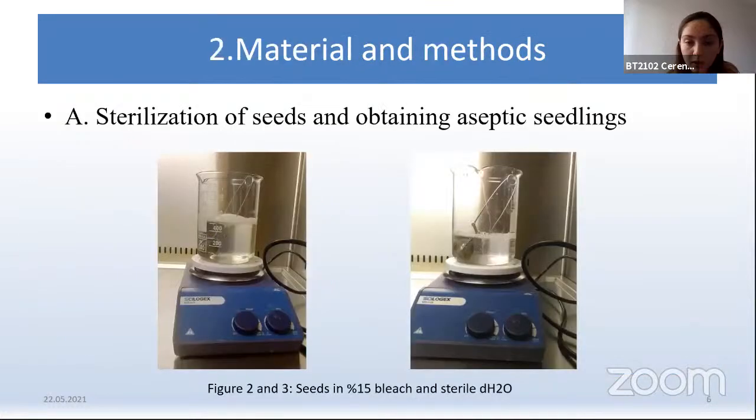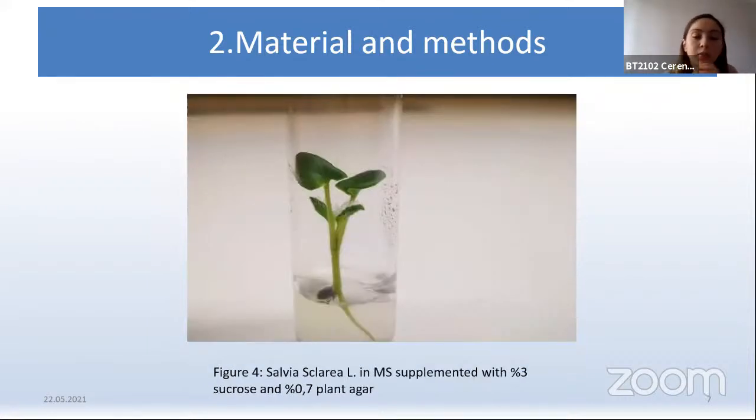Now you are seeing the sterilization part of this plant. We start from seeds. We used 15% bleach at first for 5 minutes with the help of a magnetic stirrer, and we used sterile distilled water for rinsing it off for 5 minutes, 2 times, if needed 3 times. Sterilization is important because contamination is a big barrier for this type of research, and it takes a long time to optimize that part. After that, for germination, we put our seeds into Murashige and Skoog medium supplemented with 3% sucrose and 0.7% plant agar, and we waited 4 to 6 weeks for them to grow.